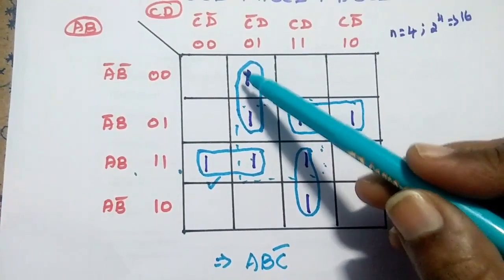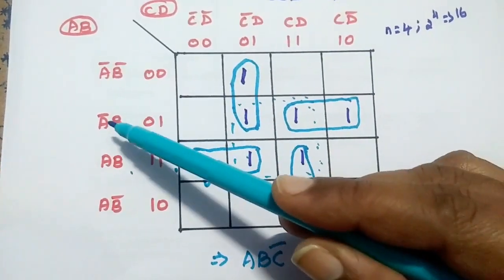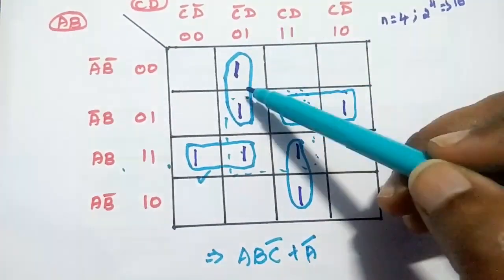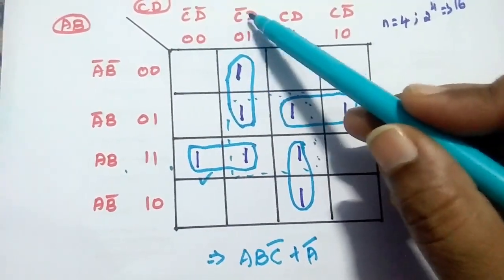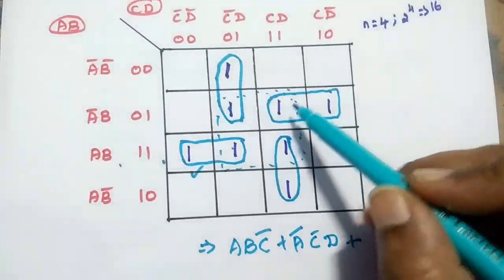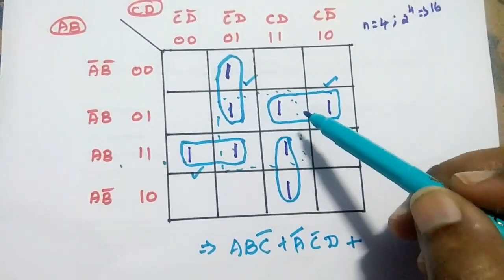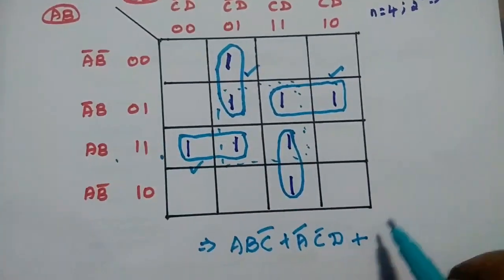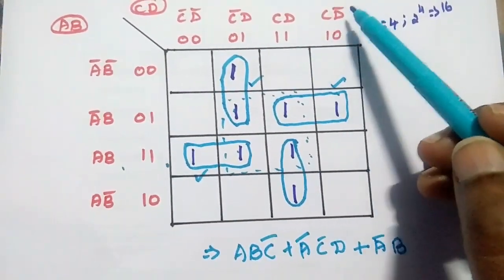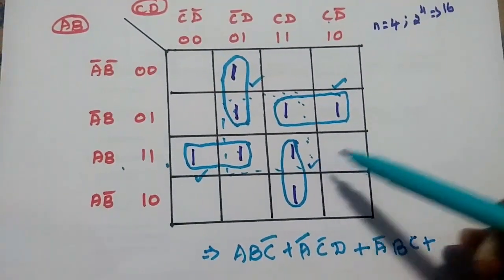So here for this group the common variable, from this side, is A bar. For this column it is C bar D. This is common for these two ones, right? So we can write A bar C bar D plus, next it is over. Come to this point. For this group the common value is A bar B, right? So we can write A bar B. For these two columns the common is C, so C. Okay, plus for the last one here.